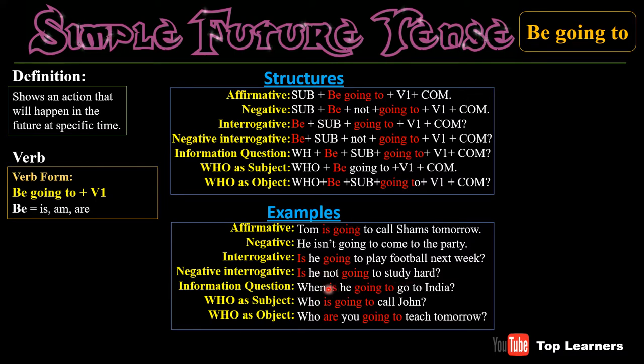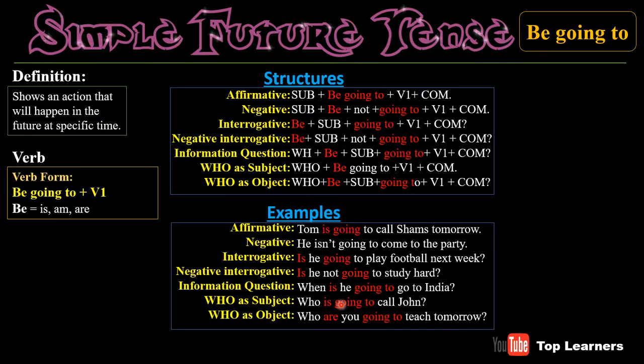If you want to know about the time, the way, the action that a person will do in the future, or any other information, use a WH question: when, why, where, how, and so on. So, when is he going to go to India? See, this go means moving from one place to another place. This is the main verb here. But this going to does not mean moving. Who is the subject: Who's going to call John? So I want to know about the doer of an action.